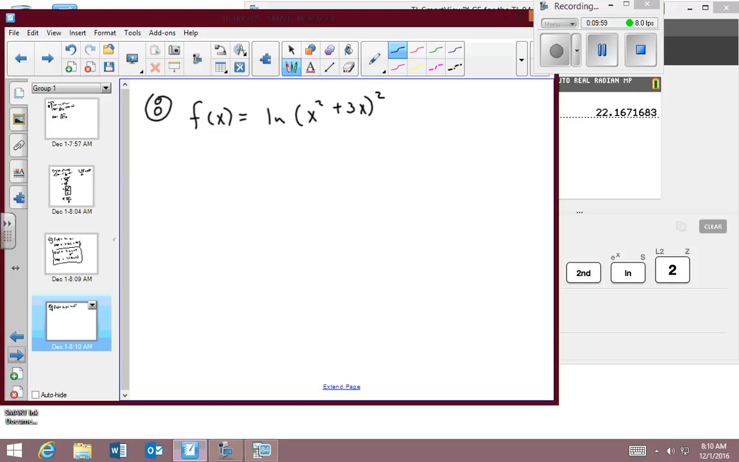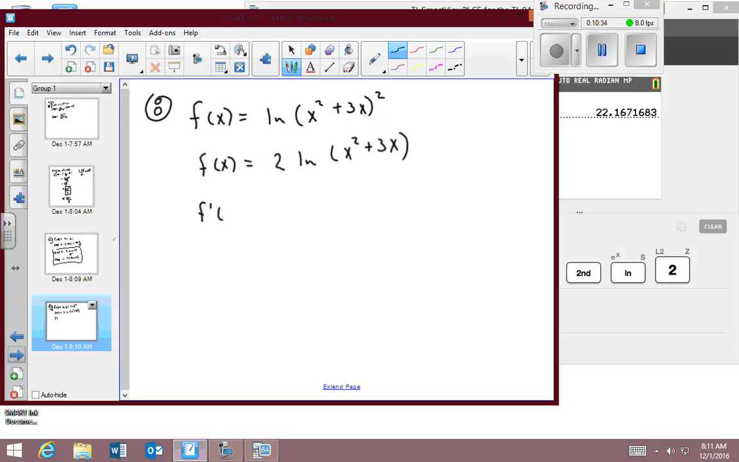Now that particular thing, the rules of logs say this, that you can write this function as 2 ln of x squared plus 3x. So if you just take the exponent out in front, that's just the rule of logs. It's still talking about the function. We haven't done anything derivative-wise.